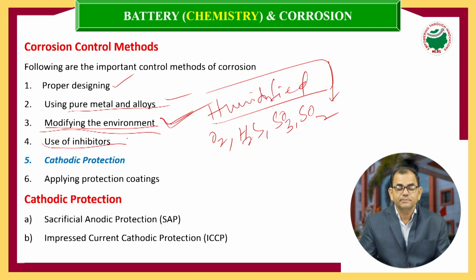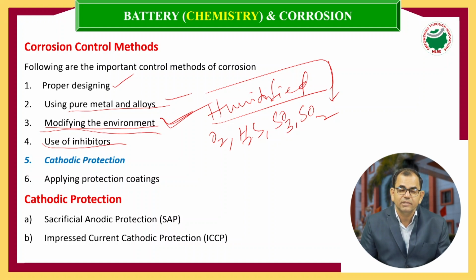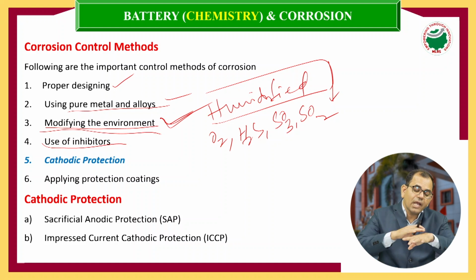Use of inhibitors. Yes, we can use inhibitors like oils and grease. Basically, metallic parts are always applied with some wax or grease. Why? This wax and grease act as a thin layer on the surface of the metal, and with that, whatever atmospheric moisture or gases are there won't have direct contact with the metallic surface.